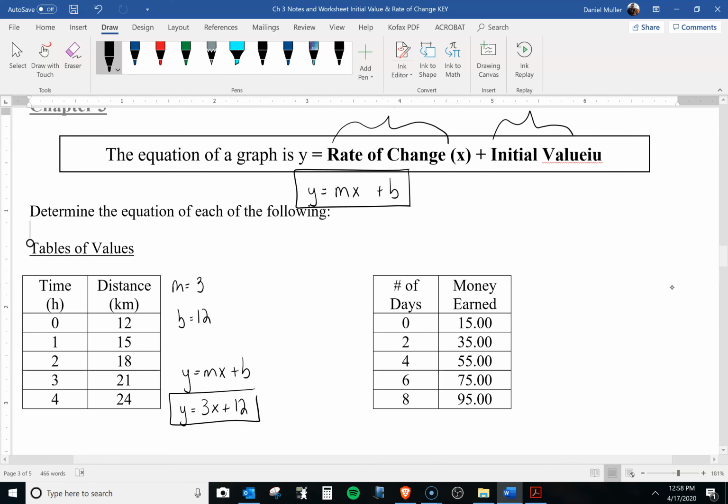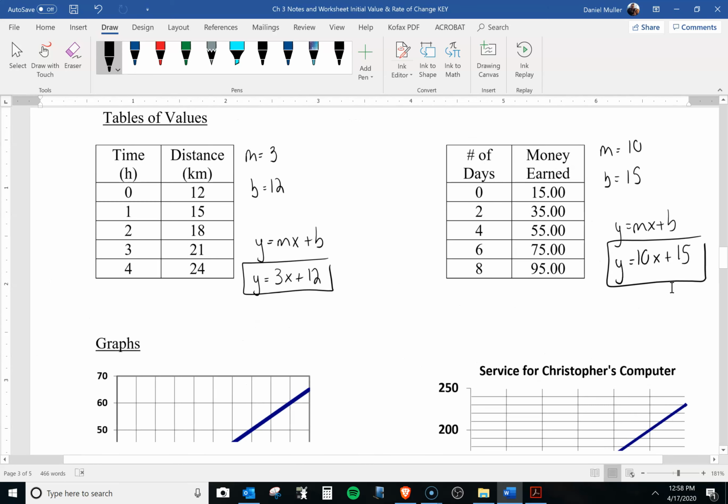Now this one, the second one here, our m was our slope, and that was 20 over 2, if you can remember, which was 10. Our b value was 15. So when we have our equation, y equals mx plus b, they want us to put in the m, so 10x, and then plus our b value, which in this case is 15. So that's what we're doing for all of these. We're taking our m, we're taking our b, and we're putting them together to create an equation.